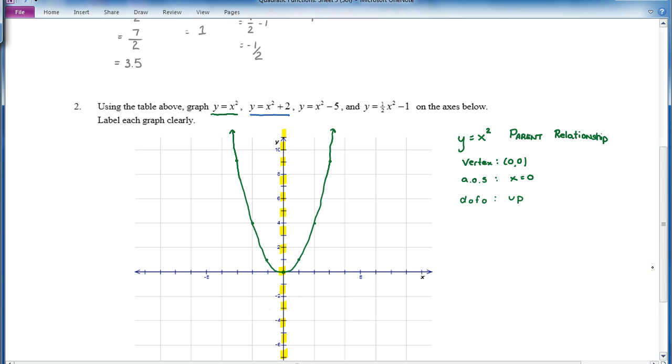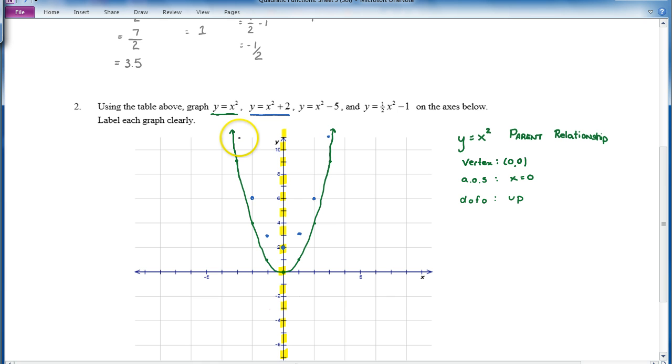But what we want to start doing is understanding this idea of transformations. So what we see here is that I'm adding 2 after I apply the parent operation. And the parent operation here is the squared. So what it means is that from my parent graph, which is y equals x squared, I'm taking whatever the y value is here, and I'm adding 2 to it. So if I go to my parent graph, which is this green graph here, all I do is take each point and just go up 2, 1, 2, up 2, 1, 2, up 2, 1, 2, and so on.